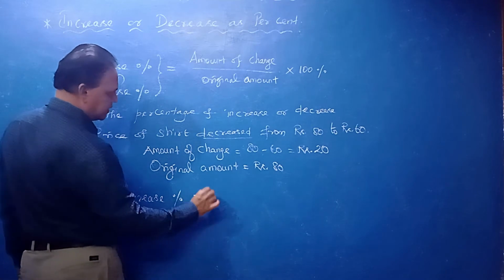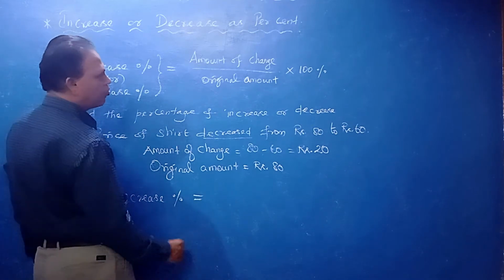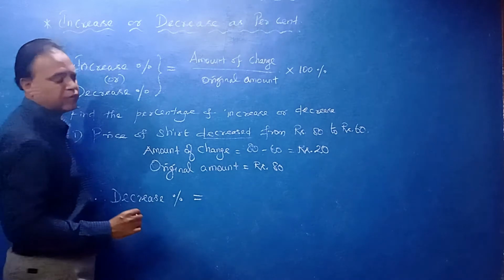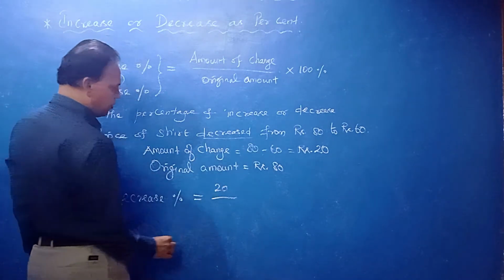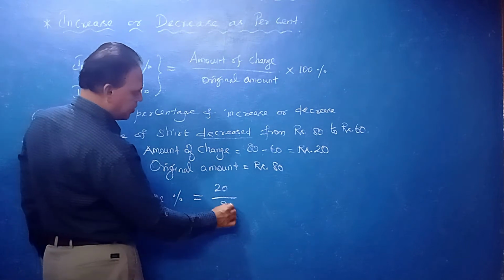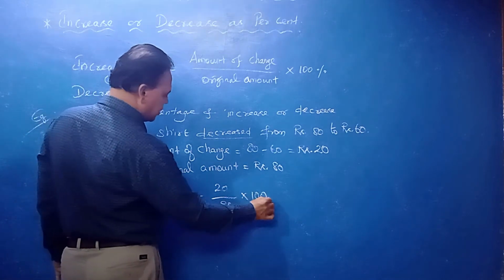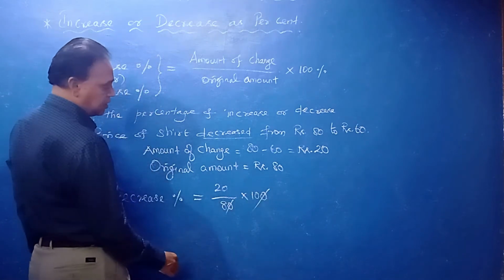Percentage of decrease, otherwise decrease percent, equal to amount of change. This formula you always have to remember. Amount of change, how much? 20 by original amount 80 into 100. So you cut it. Okay.